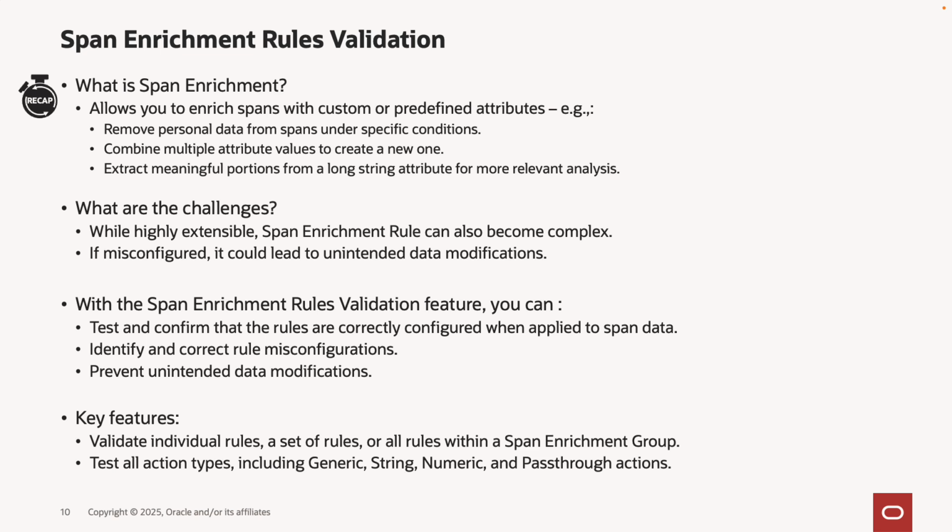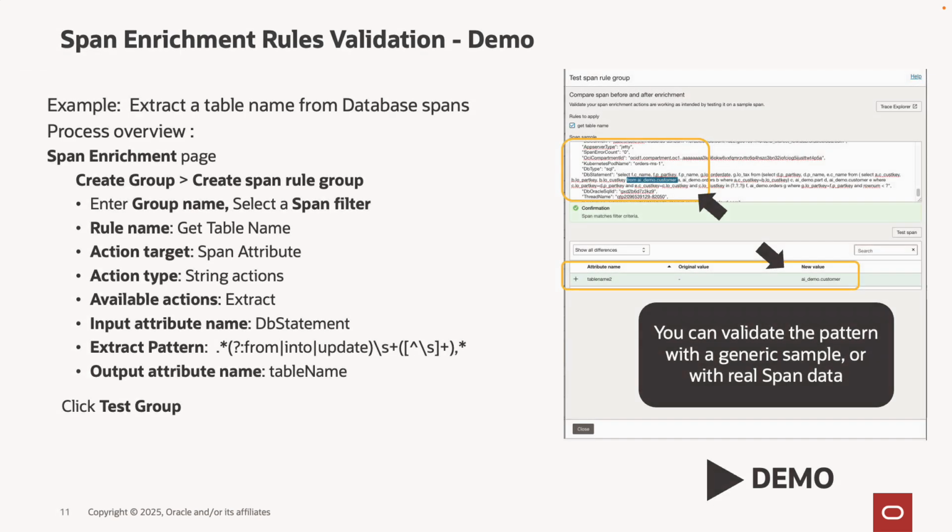In case you have more than one rule in the same span enrichment group, you can validate a single rule or a specific set of rules or all the rules together within the same group. The test can be performed on all action types: generic, string, numeric, and pass-through. Next, let's take a look at how to use this feature in the actual product.